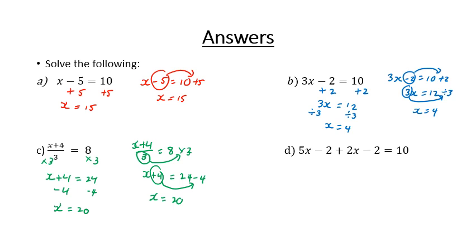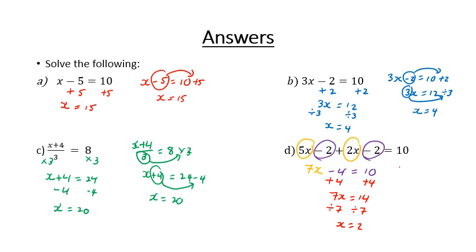Now in question D, you would essentially collect the like terms. 5x and 2x would make 7x. You'd go negative 2, and negative 2 is negative 4, equals 10. Then you could solve it however which way you wanted. You could go plus 4, 7x equals 14, divide by 7, divide by 7, x equals 2.